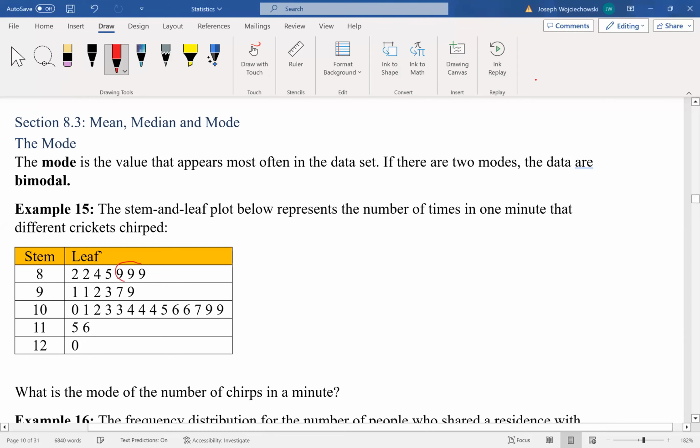Now it looks like this 89 is 3. And it looks like this 104 is 3. So we have a bimodal distribution, and that is 8, the stem, and the leaf, 89, and 104.